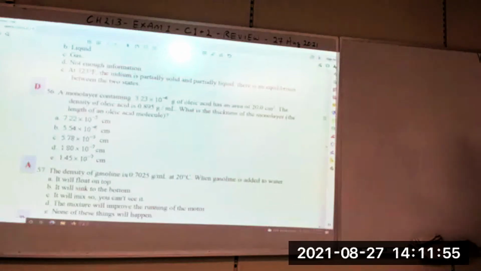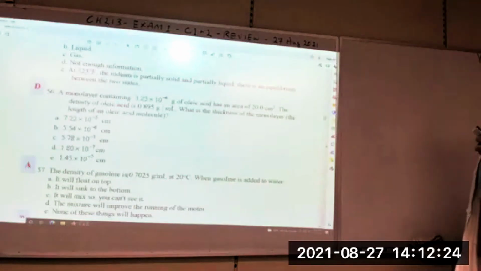Oh, this is a good one. A monolayer of 3.26 times 10 to the minus 6 grams of oleic acid. Oleic acid is a fatty acid. Everybody's got it in your body. It's combined in a true fat. If you have any anatomy and physiology, they may talk about true fats. They're actually triglycerides. So just stick that in the back of your mind until you get to that point.